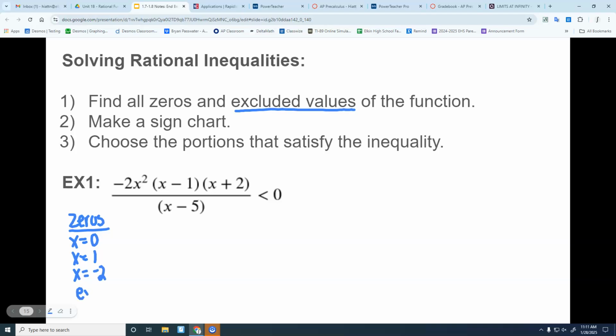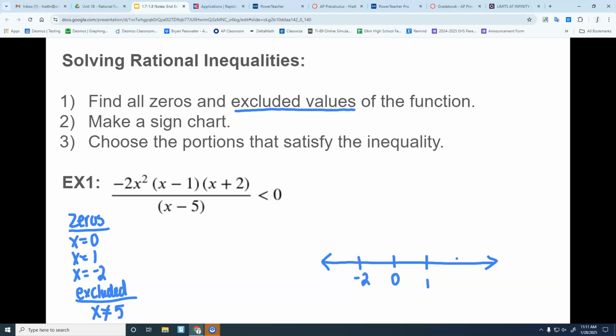My excluded values come from the bottom. And in this case, it's x cannot equal 5, because we can't have a 0 in that denominator. But whether it's zeros or excluded values, you're still going to put them on your sign chart. We're going to do a sign chart just like we did for the polynomials. So I'm going to have -2, 0, 1, and 5 right here.